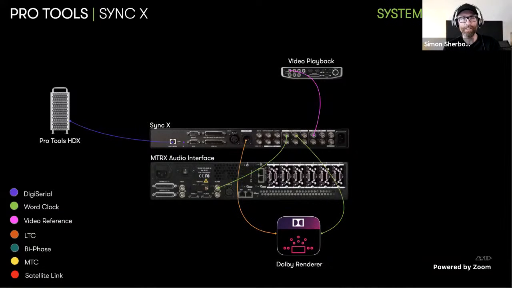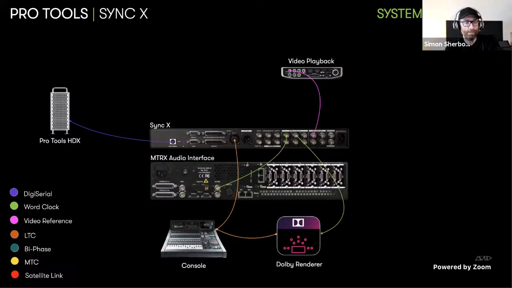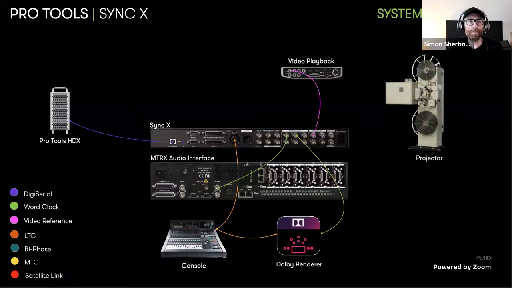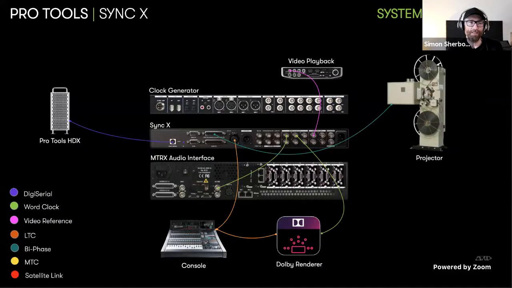Probably more common now would be a Dolby renderer being clocked from the system and sending timecode out from Pro Tools. If you've got a digital console, you'd probably replace that timecode from there, bring that in. I spotted last time I looked at this slide that I'm missing a word clock connection there, but if I was being really professional, I would have added that before we did this webinar, but there you go. There's no word clock, but there should be. And we could have projectors. We could swap out with an external reference, whether that be video or word clock or 10 megahertz, for whatever reason you'd want to do that.